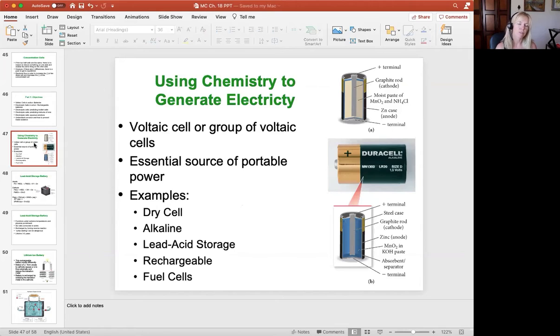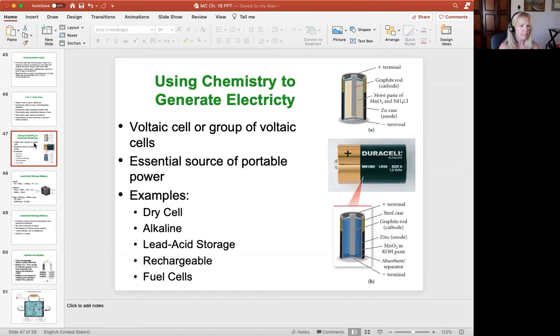And so we have dry cell, we have alkaline. So these are 2 different types of batteries. We have lead acid storage, which is the battery that you have in your car if you have a traditional style car. We have rechargeable batteries. These are nickel cadmium, nickel ion batteries, lithium batteries. These are all going to be kind of rechargeable. And fuel cells, which is being used in some types of electric vehicles. And so we'll talk about those today.